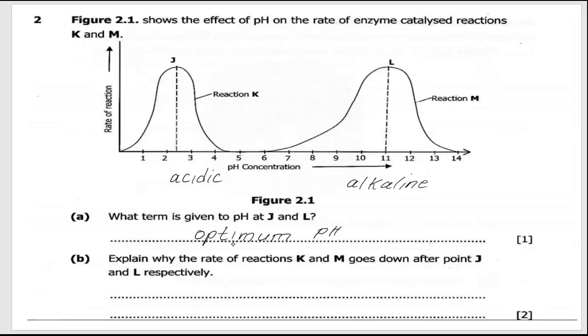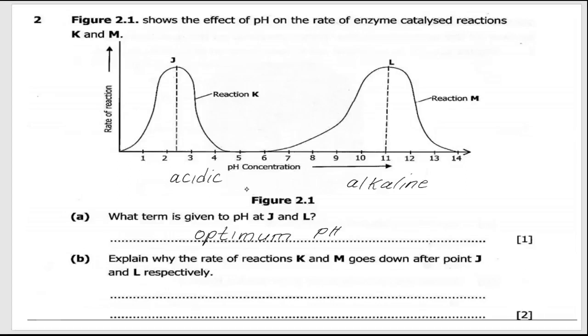Okay, so let us now proceed to B. B is saying, explain why the rate of reactions K and M goes down after point J and L. Actually, even before point J, the reaction is not that much at its best. Even here, before point L, the reaction is not at its best. So now, what does this mean?